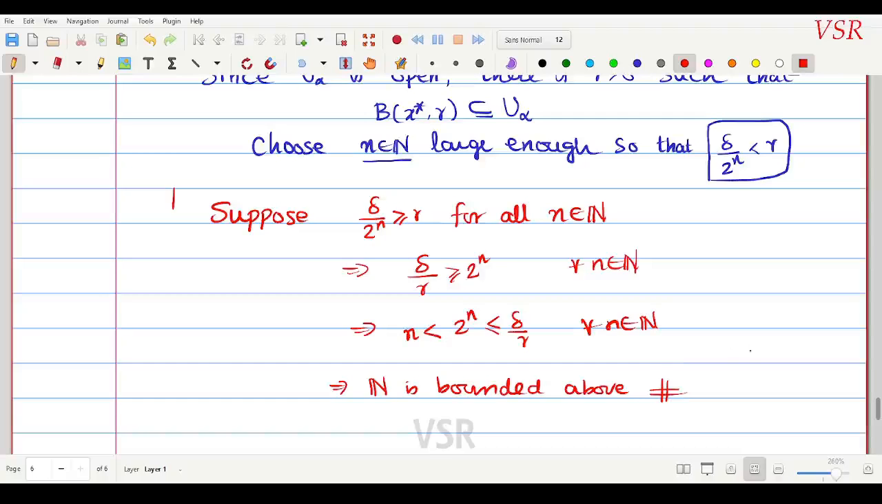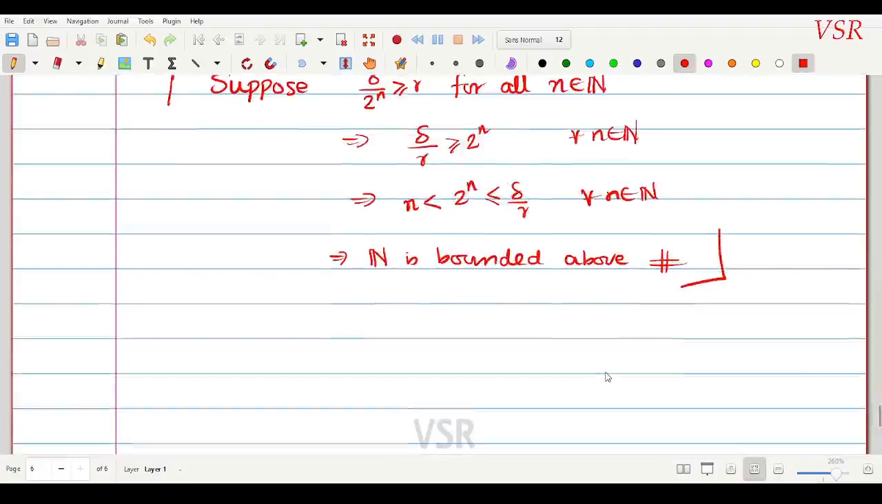So therefore, it cannot be that delta divided by 2 power n is greater than or equal to r for all n. Therefore there exists n belonging to the natural numbers such that delta divided by 2 to the power n is less than r. This is what we get, and this is the important thing for us. Okay? So let us write this down here.